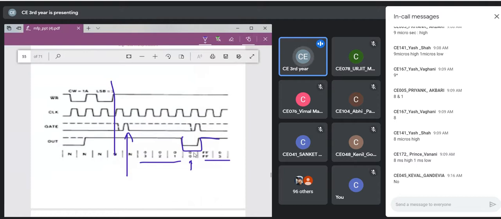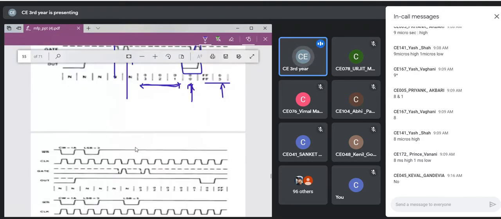So as soon as you trigger, the count is loaded. Then for n pulses, it will remain high, and on the next pulse it will go low. So this is what mode 5 is.